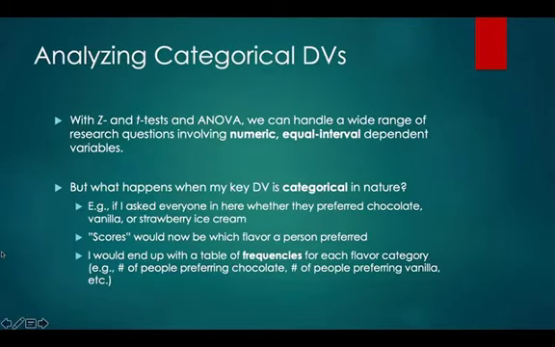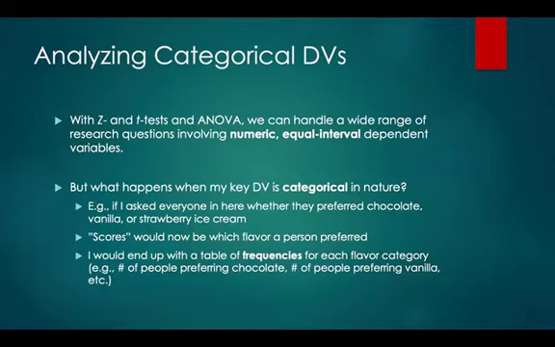Now with Z and T tests and ANOVA, we can handle a wide range of research questions involving numeric equal interval dependent variables. What happens when my key dependent variable is categorical in nature? So for example, if I asked everyone in here whether they preferred chocolate, vanilla, or strawberry ice cream, scores would now be which flavor a person preferred.